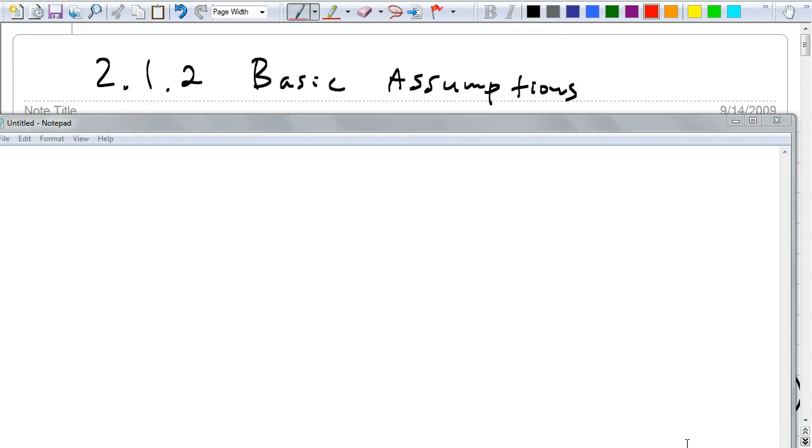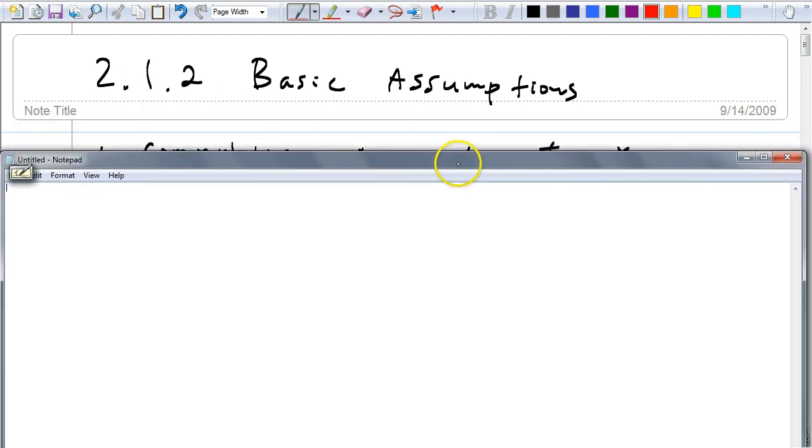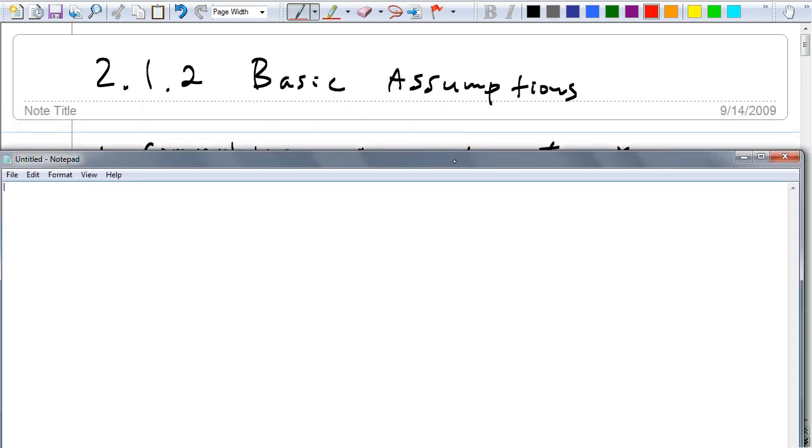Okay, so like I said, we're continuing from last notes, which was 2.1. That's why I put 2.1.2. Basic assumptions. Let's just review. You don't have to write this down. Okay, you have this already.